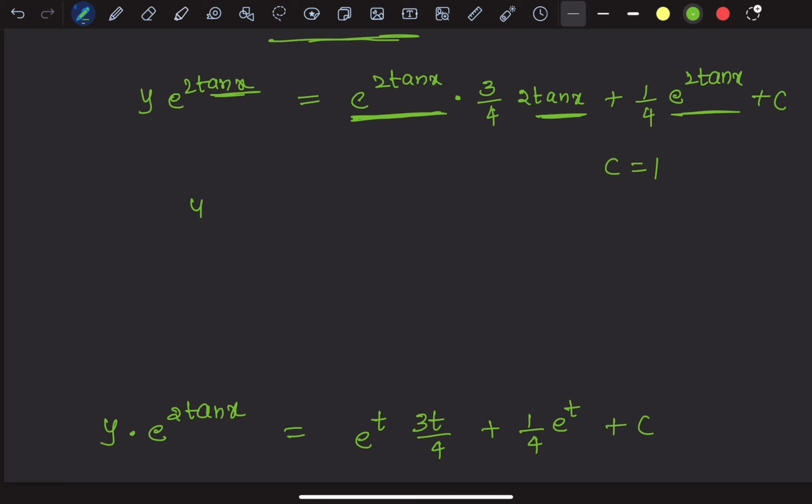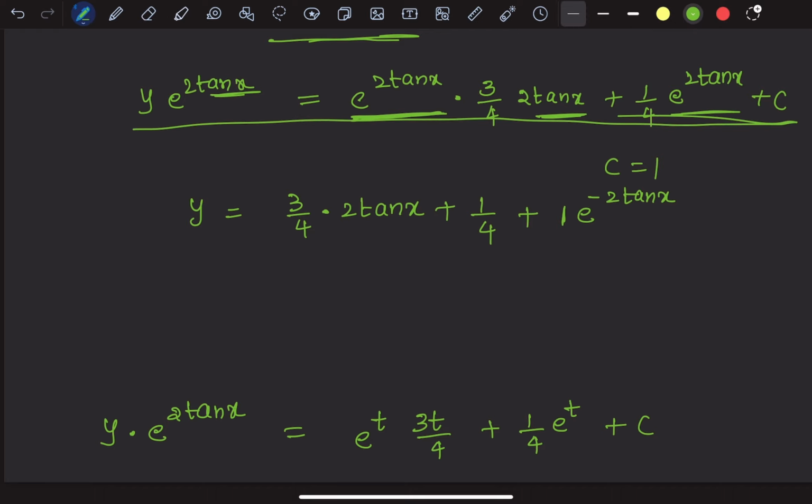So y is equal to 3 by 4 multiplied by e to the power 2 tan x plus 1 by 4 plus c, where c is 1. If you divide the whole equation by e to the power 2 tan x, it will be e to the power minus 2 tan x here. So you just divide this equation with e to the power 2 tan x, and then you will get this.